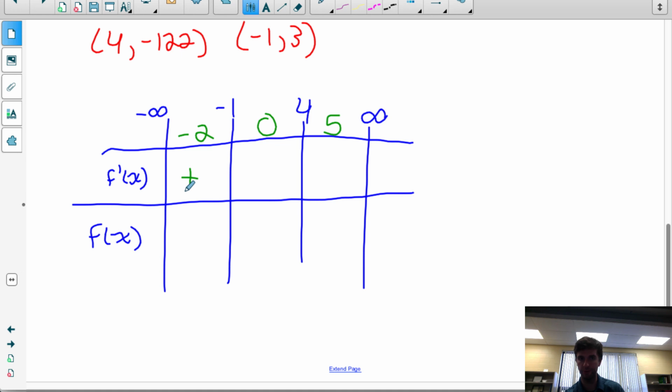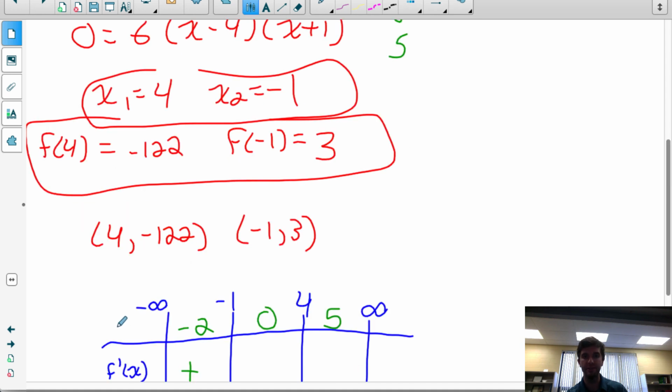What does that tell me about the original function in this interval? It tells me the original function in that interval is increasing, right? It's going up, right? Any tangent slope I were to draw on the original function in that interval would be a positive tangent slope, so the function must be increasing.